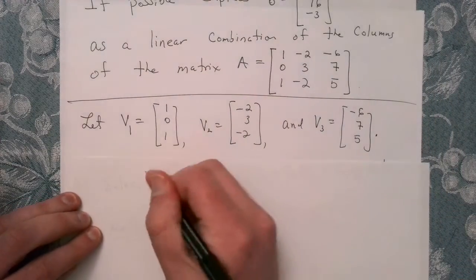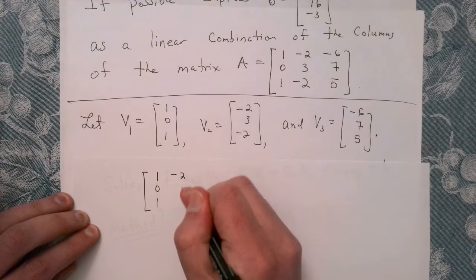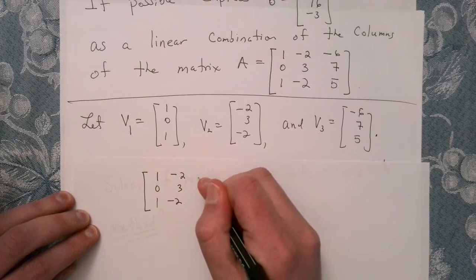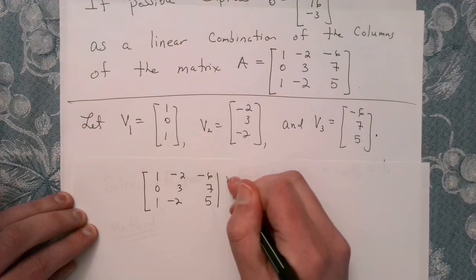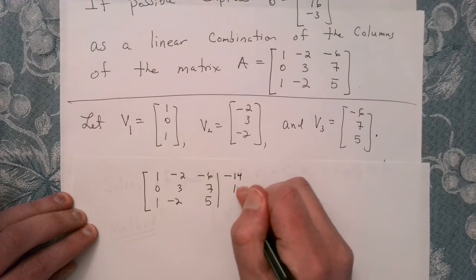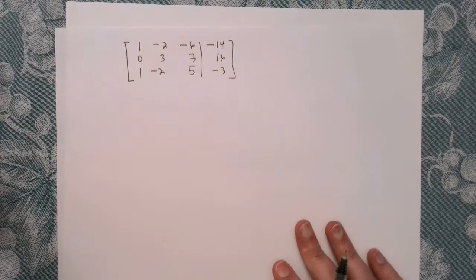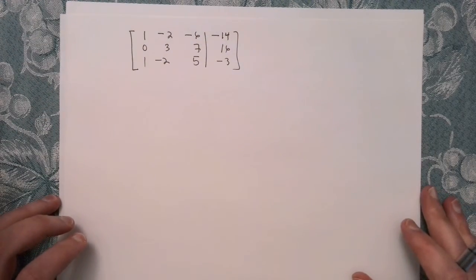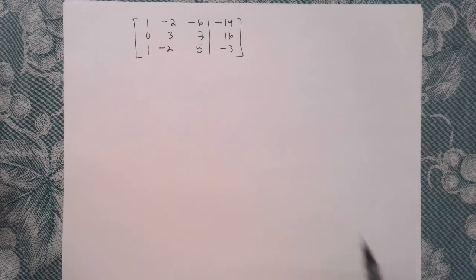Okay, so here we go. So V1, V2, V3, bar, and then B. Okay, so we want to row reduce this. We actually want to be able to write B as a linear combo of V1, V2, V3 if possible. So we're going to row reduce.